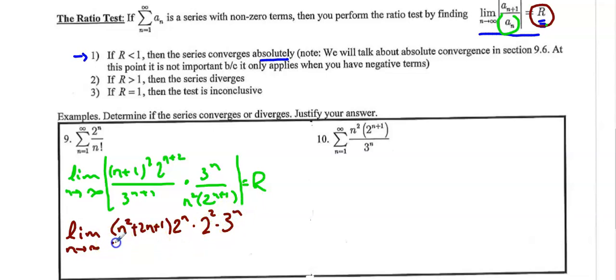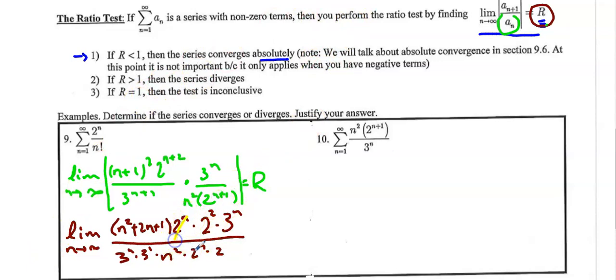So I've simplified the top part pretty well, and then down here, I'm going to do 3 to the n times 3 to the 1. And then I'm going to do n squared, and then 2 to the n times 2. So all these things right here are being multiplied together, so I can break this part up the way I want to.